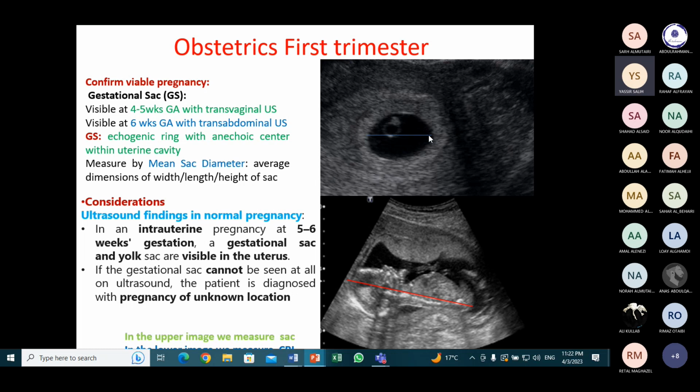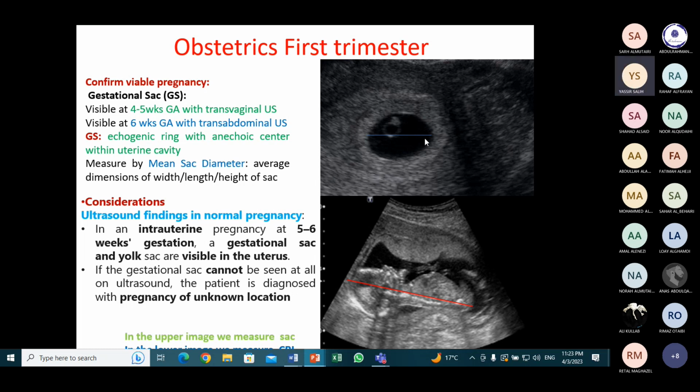We take transverse and longitudinal three-dimension measurements, the width, length and height of the gestational sac, and we calculate the mean of these. It can be calculated in days or weeks by the machine. You just have to measure the width, length and height, and then the ultrasound machine calculates this mean sac diameter into weeks. It will tell you, for example, this is a 5 weeks pregnancy, or 6 weeks, according to the length of this measure.